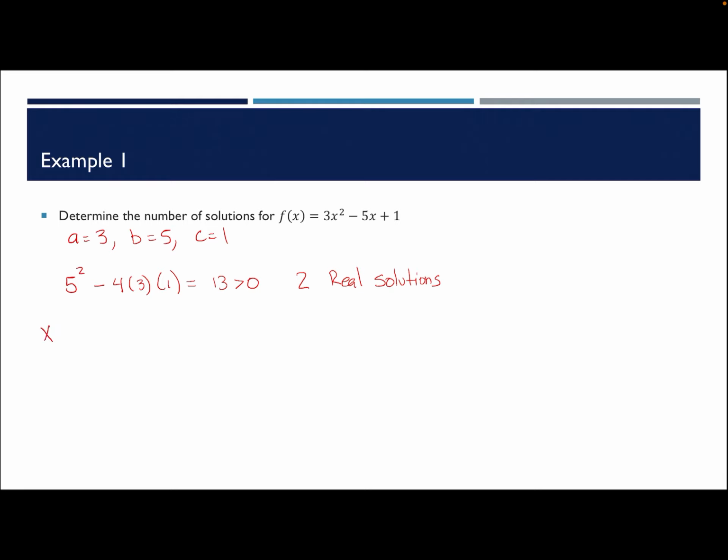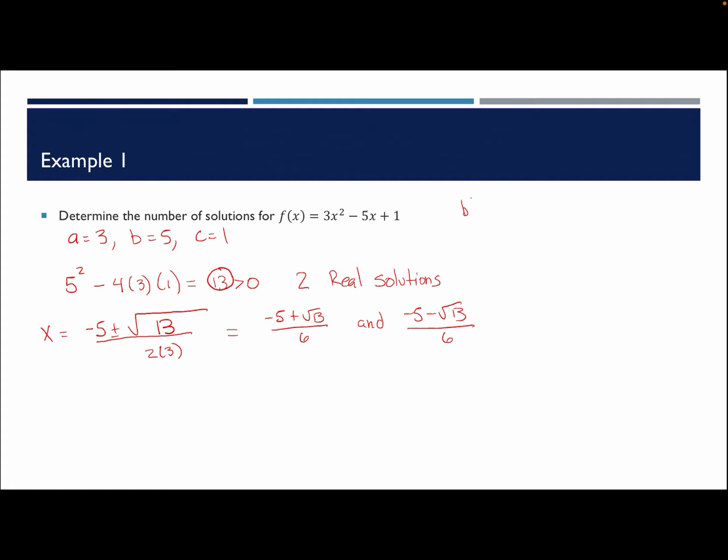So we get x equals negative b, so negative negative 5, plus or minus the square root of b squared minus 4ac. We did that when we did the discriminant. So we know that's 5 plus or minus the square root of 13 divided by 2 times 3. My apologies. So our solutions are 5 plus the square root of 13 divided by 6 and 5 minus the square root of 13 divided by 6. Those are our two real solutions.